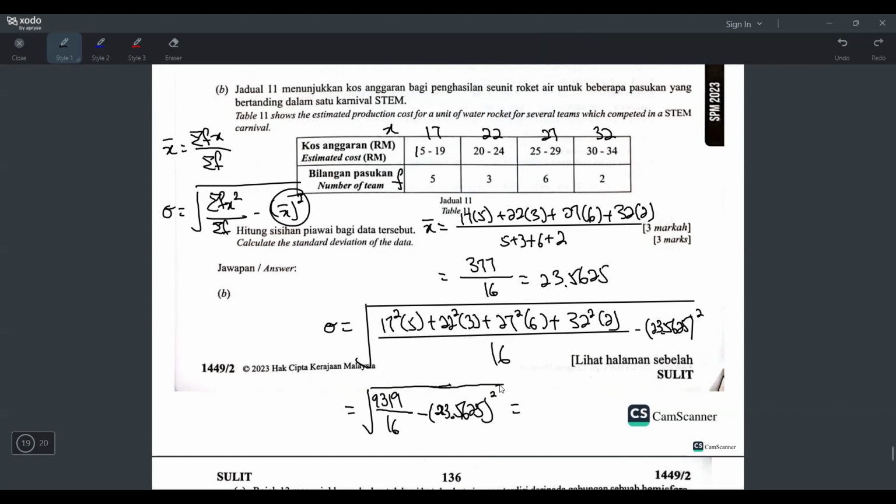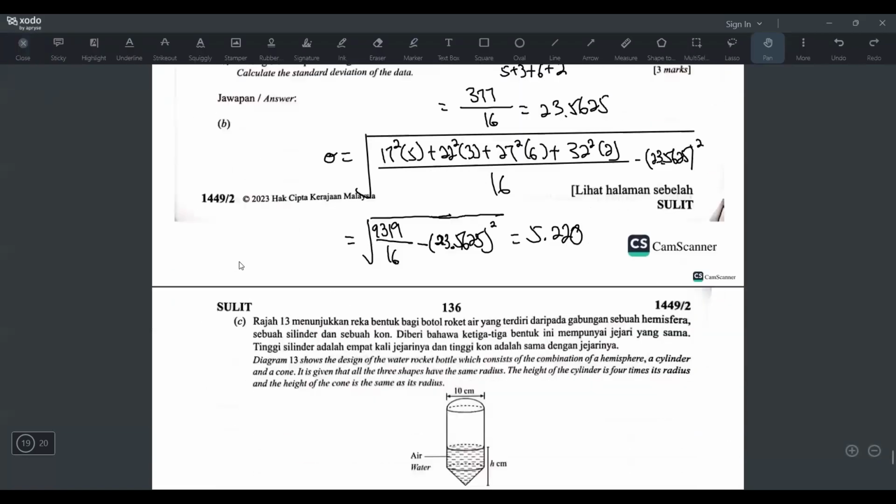Okay, now it's time to tekan semua ni. And I will get 5.220. Okay. So I usually like to write in 4 significant figures. So that's the answer. Okay, sudah siap.